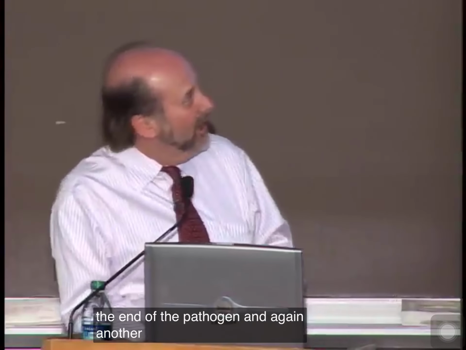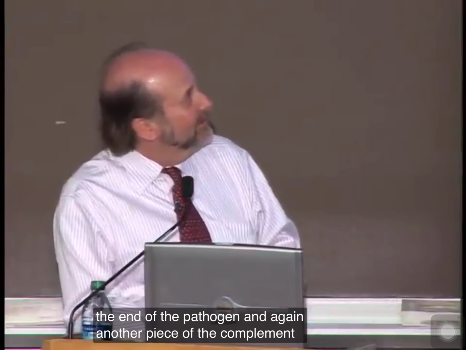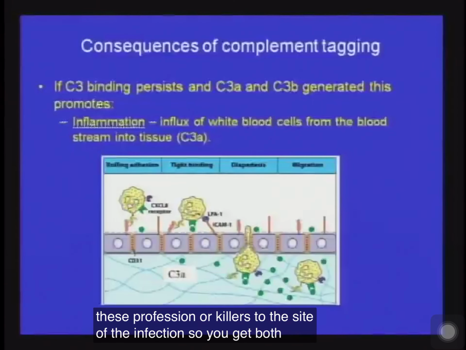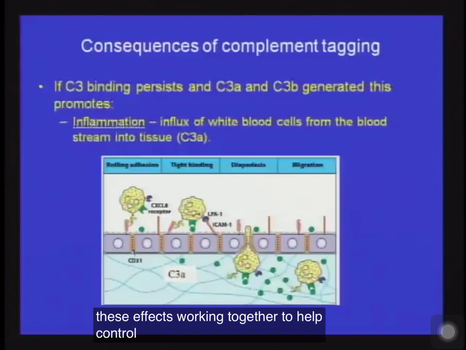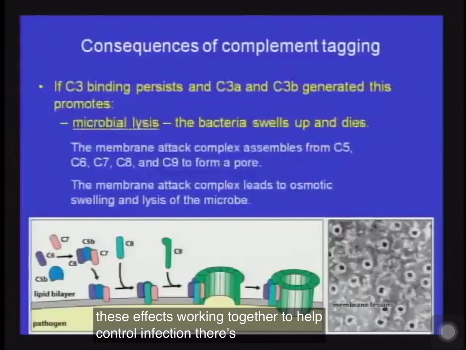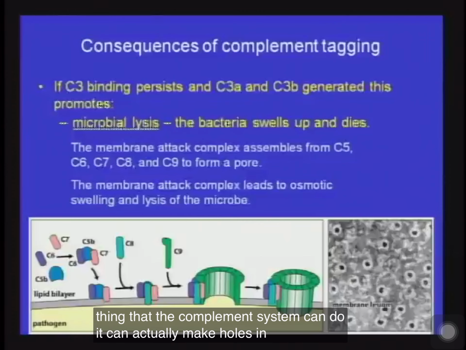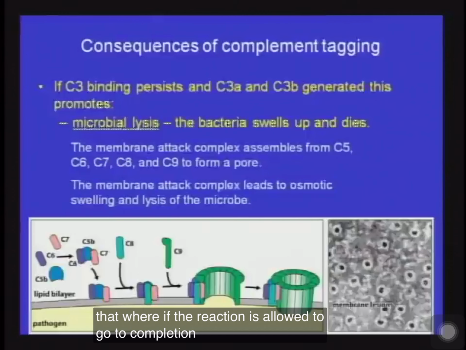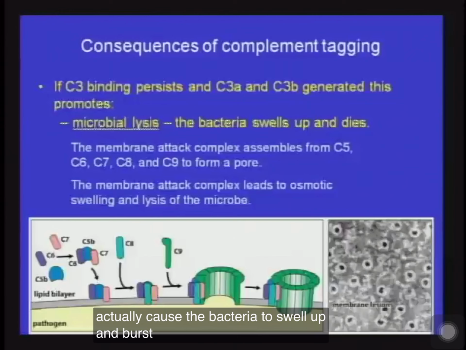And again, another piece of the complement proteins that are cleaved help attract more of these professional killers to the site of the infection. So you get both of these effects working together to help control infection. There's also a nifty thing that the complement system can do. It can actually make holes in bacteria, where if the reaction is allowed to go to completion, these holes will actually cause the bacteria to swell up and burst.